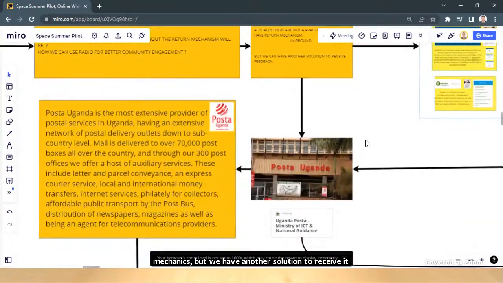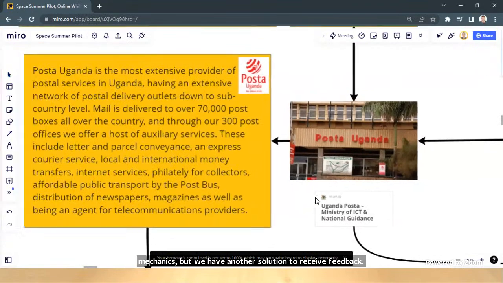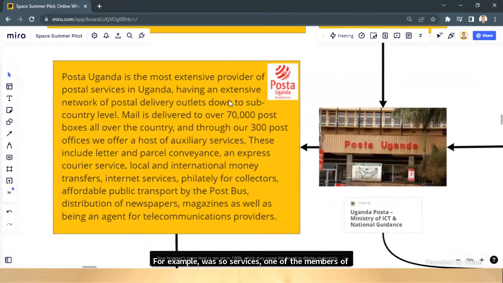For example, postal services. One of the main postal services in Uganda is Posta Uganda, having an extensive network of postal delivery outlets down to sub-county level. Mail is delivered to over 70,000 post boxes all over the country.